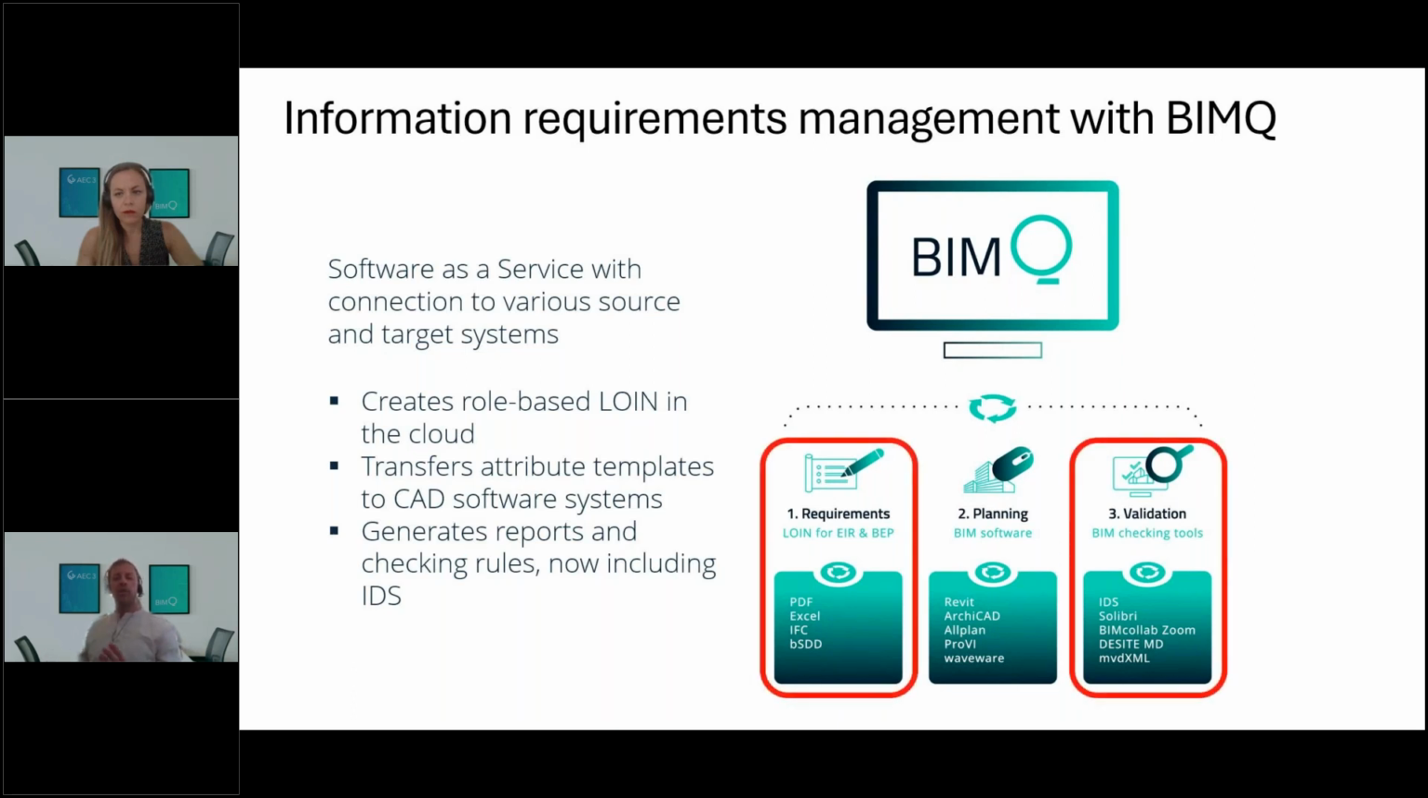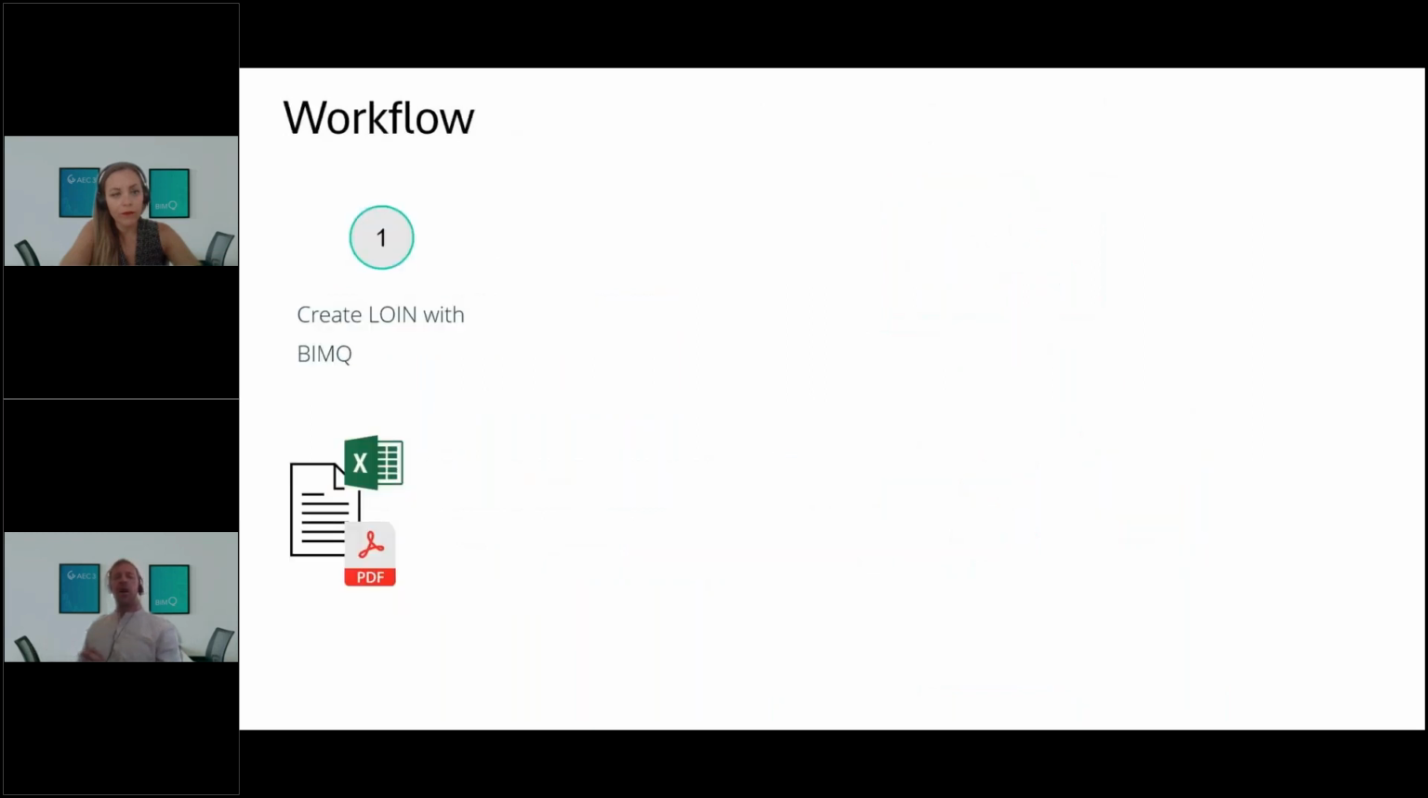Today, we will focus on the first and the third part. So how we can manage and specify LOIN definitions and how does the checking take place in the workflow. And here, of course, we want to concentrate on the checking with IDS. The second part, how the data is transported to a specific authoring tool, such as Revit or Allplan, is not part of today's live webinar. So how exactly does the workflow work now?